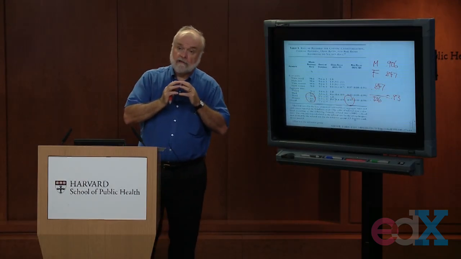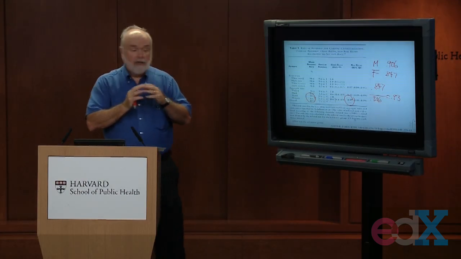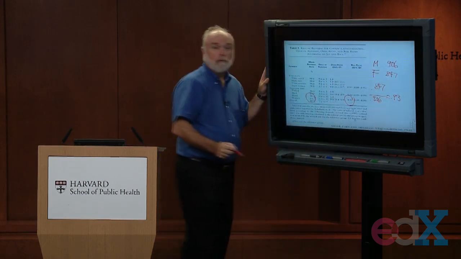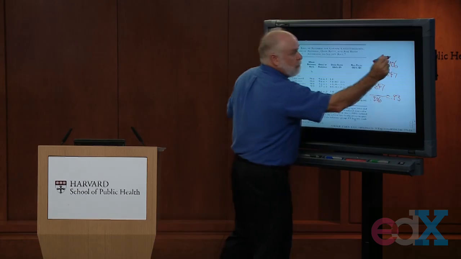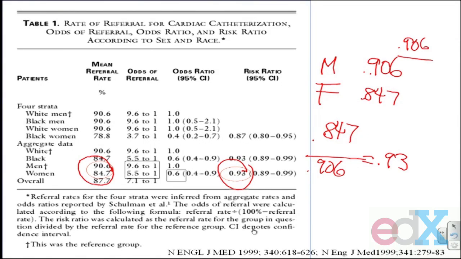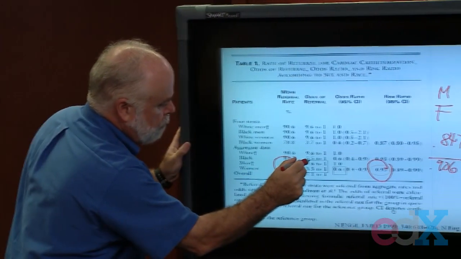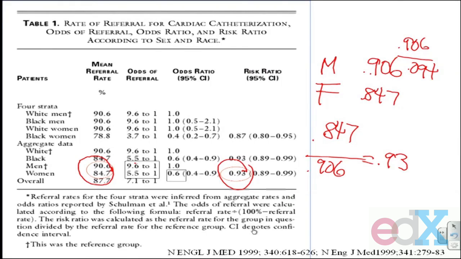But then the same investigators repeated the calculation now using odds. They took the 0.906, which is a proportion, and turned it into an odds by essentially taking 0.906 and dividing it by 1 minus 0.906, which is 0.094, to get the odds of being referred to a specialist if you're a male. And that's this number 9.6 in this middle box here. They did the same thing for females. They took their proportions, 0.847, and divided by 1 minus that proportion, which is 0.153, to get the odds of being referred if you were female. And that's the number 5.5 that's listed in this table.